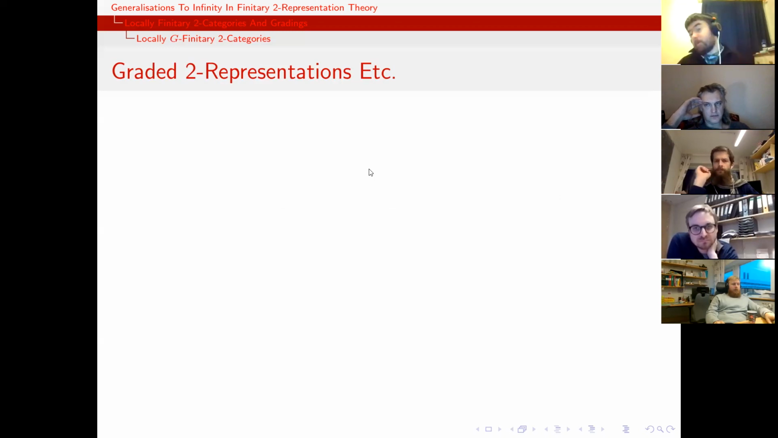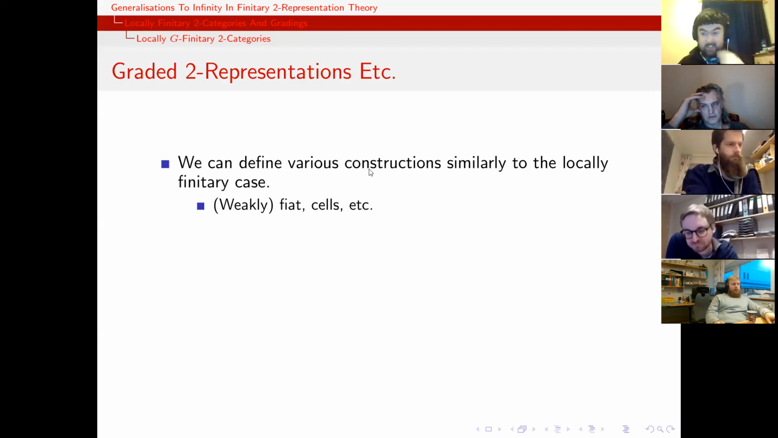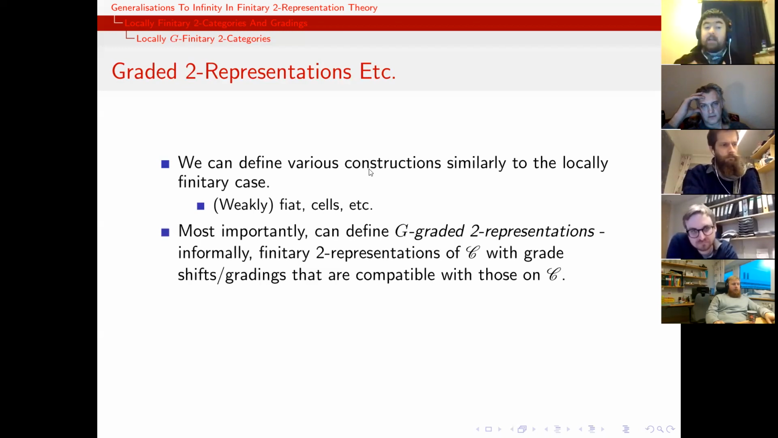What happens when we get to 2 representations and the various other concepts we are interested in? It turns out these constructions are defined similarly to the locally finitary base setup. So you can still define weakly fiat, cells, and so on and so forth. And most importantly, there is a way to define G-graded 2 representations, which informally are finitary 2 representations of our locally G-finitary 2 category, which also have grade shifts and gradings that are compatible with those on C itself.